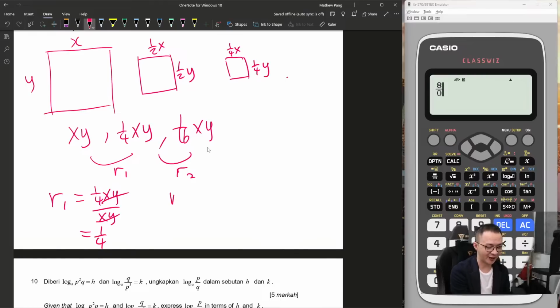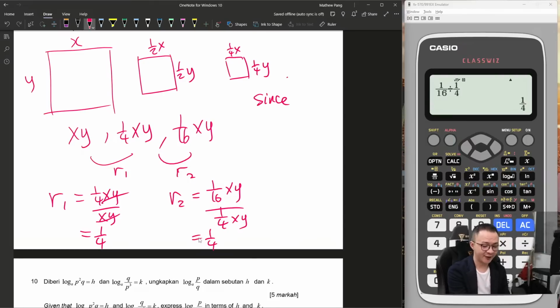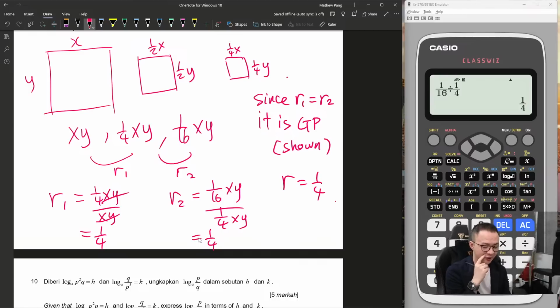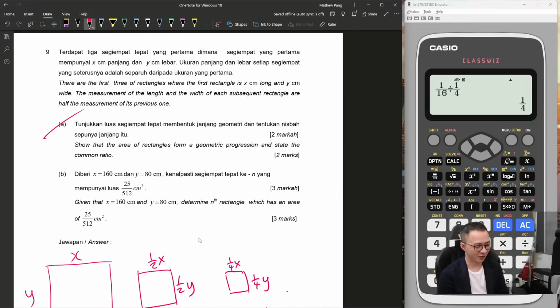xy and xy cancel, right? My r2 is 1 over 16 xy over 1 over 4 xy. So I get 1 over 16 divided by 1 over 4, right? So I'm still getting 1 over 4. So since r1 equals r2, the geometric progression is shown. And then the question asked me to find r. r is 1 over 4. Okay, so we're done. 2 marks. A lot of work for 2 marks.